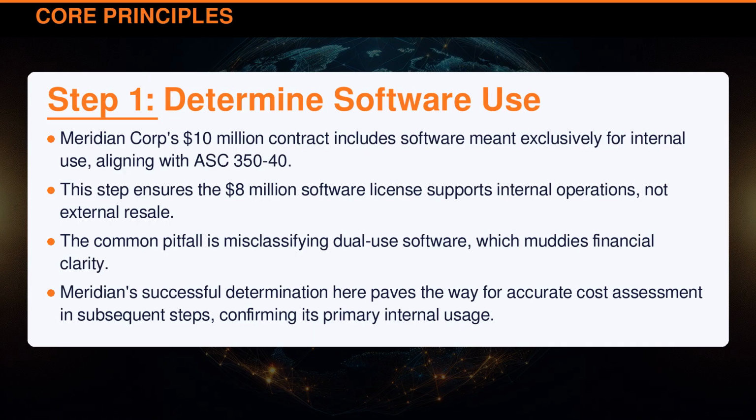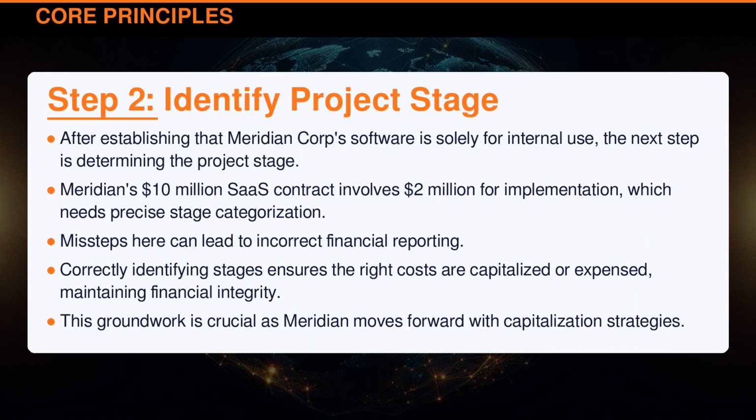Meridian's successful determination here paves the way for accurate cost assessment in subsequent steps, confirming its primary internal usage. After establishing that Meridian Corporation software is solely for internal use, the next step is determining the project stage. Meridian's $10 million SaaS contract involves $2 million for implementation, which needs precise stage categorization.